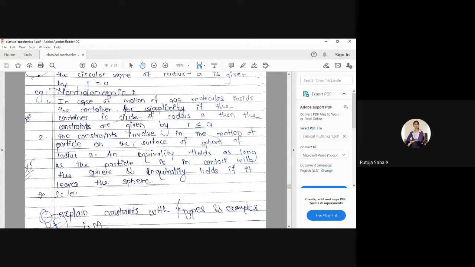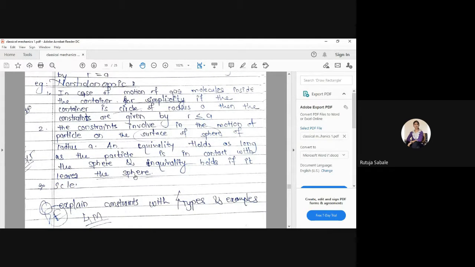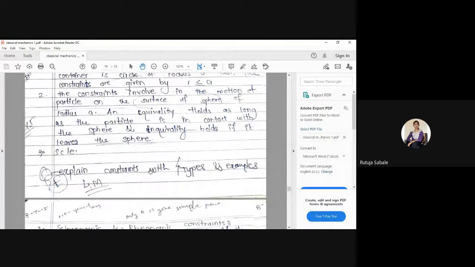Let us go for the next one: the constraint involved in the motion of a particle on the surface of a sphere with radius a. The inequality that holds is again r is less than or equal to a. So you can consider these as examples of non-holonomic constraints. Is there any doubt about holonomic and non-holonomic constraints? No, ma'am. Okay, let us go for the next one.